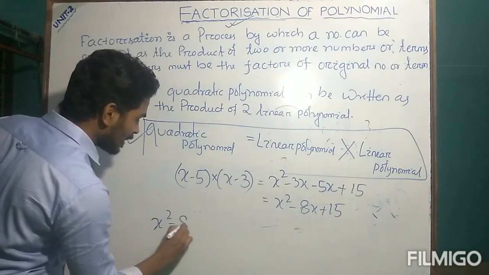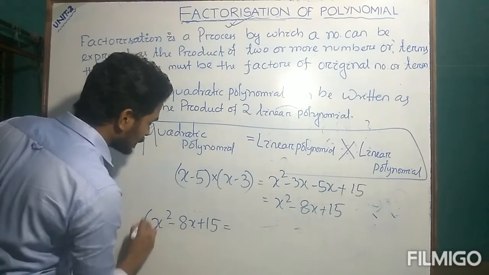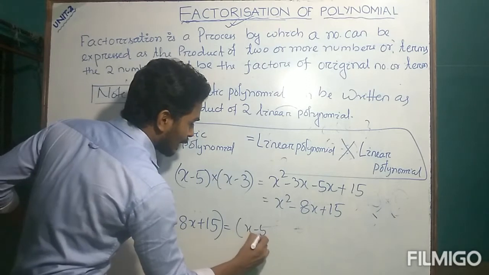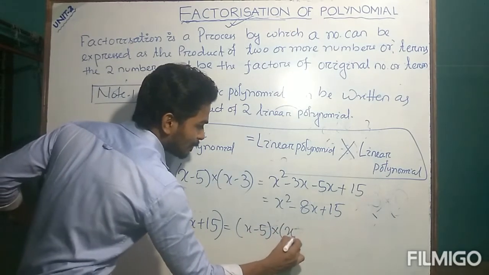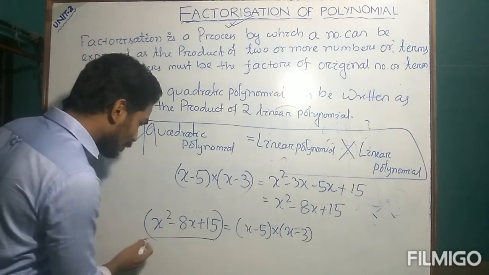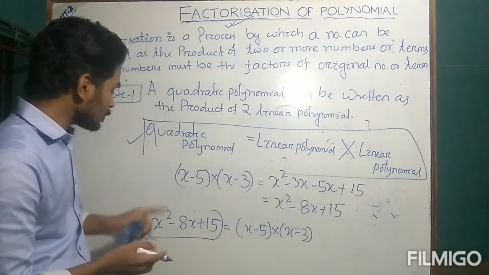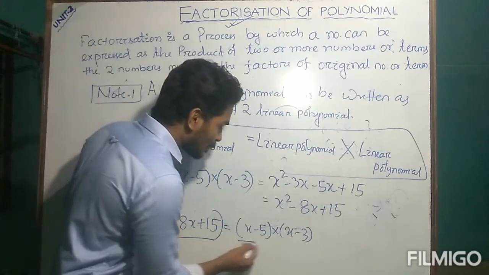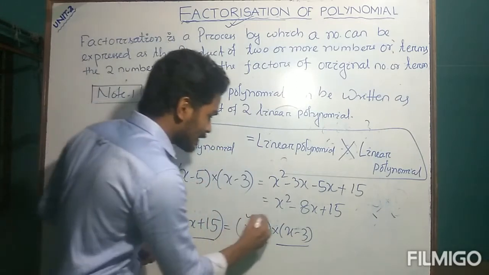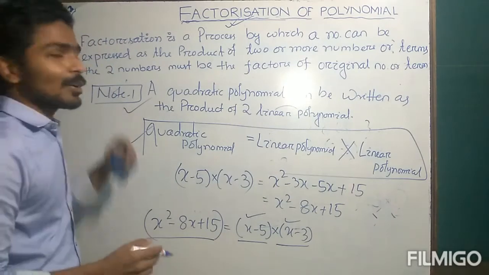So x² - 8x + 15 is a polynomial, and it is equal to (x - 5) into (x - 3). Here you can see a quadratic polynomial of degree 2 can be written as the product of two linear polynomials. So keep in mind this note.